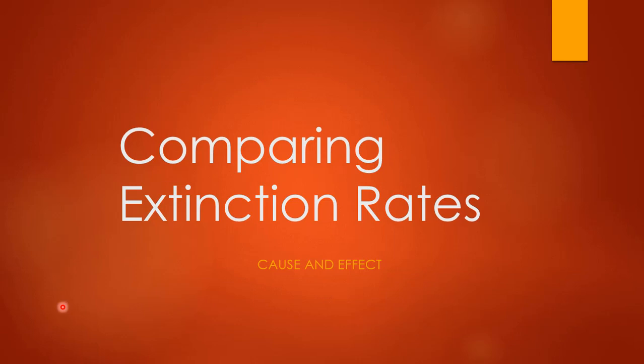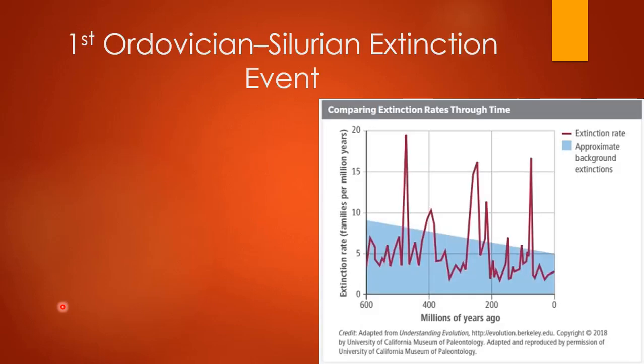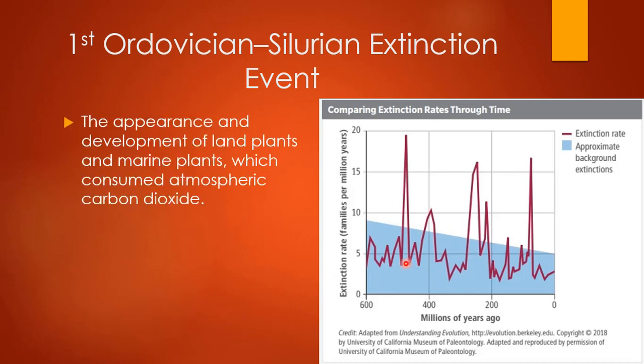Here we go. Comparing extinction rates, cause and effect. So the first extinction rate, which was right here, was the Ordovician-Silurian extinction event. And you can see that happened roughly about 500 million years ago, but we'll have an exact date in a second. So the appearance and development of land plants and marine plants, which consumed atmospheric carbon dioxide.